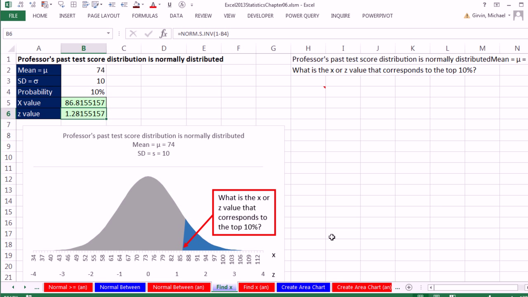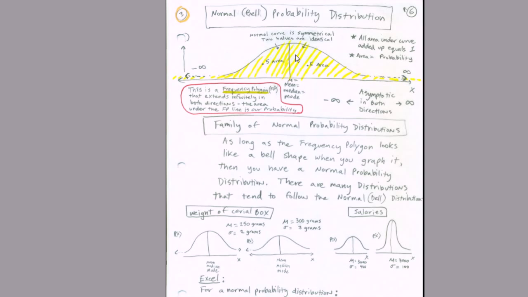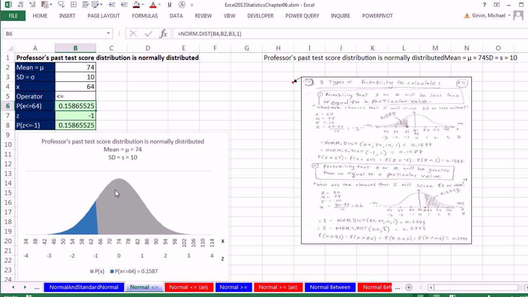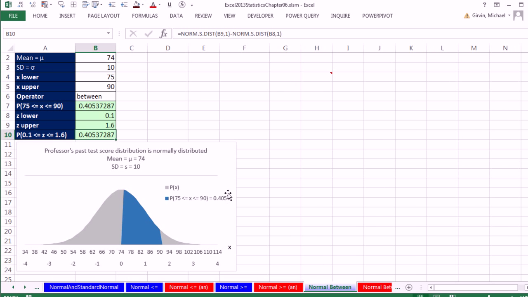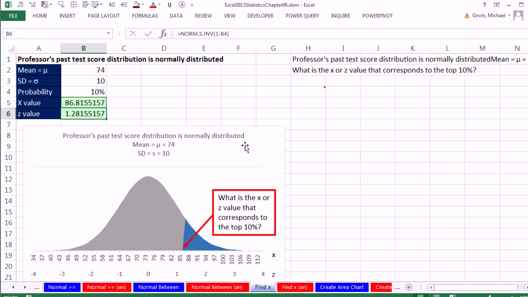All right, that's a lot about the normal probability distribution. In this video, we talked about the characteristics of the normal distribution. We started out in Excel talking about calculating probability on the low end. Then we talked about probability on the upper end. We talked about between. And finally, we ended up with solving for an x or a z.